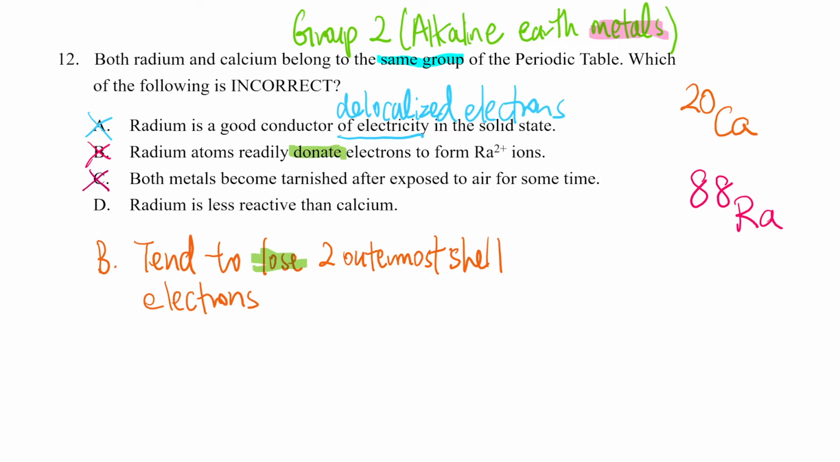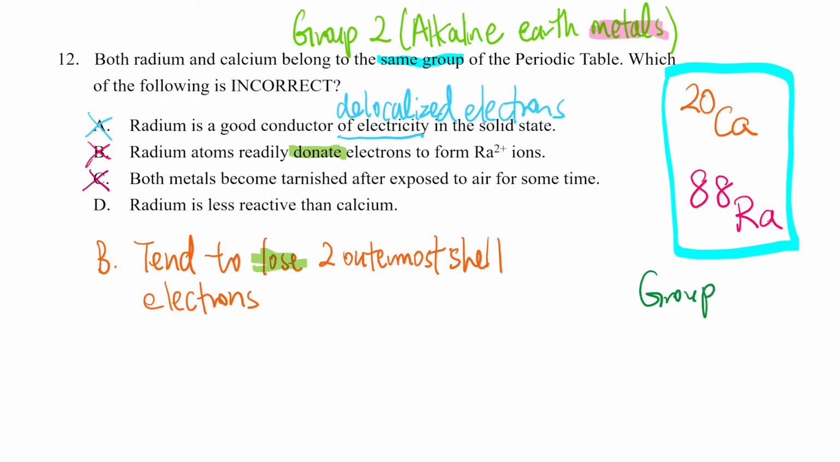And finally, D, radium is less reactive than calcium. Is that true? No, it's not, because radium, as we can look at here on the side, has an atomic number of 88. It is much lower in the group than calcium. And as we know, group 1 and group 2 metals that are lower in the group tend to be more reactive than the ones higher above in the group. So radium, of course, will definitely be more reactive.